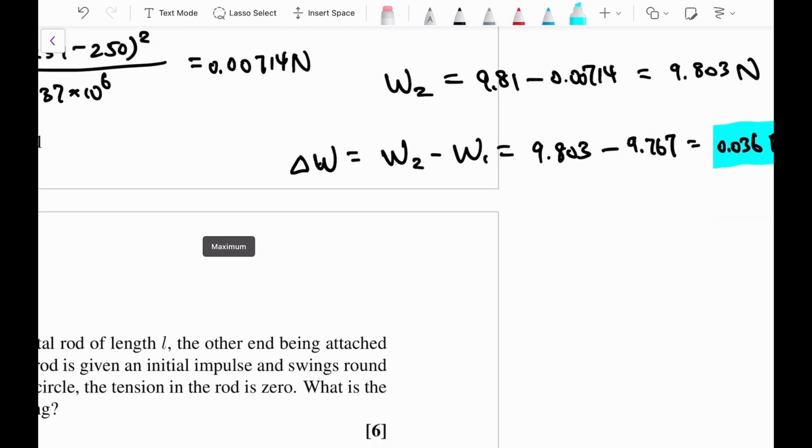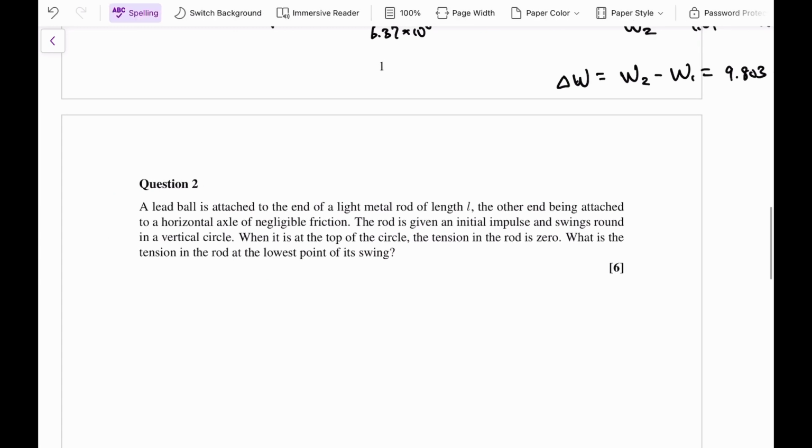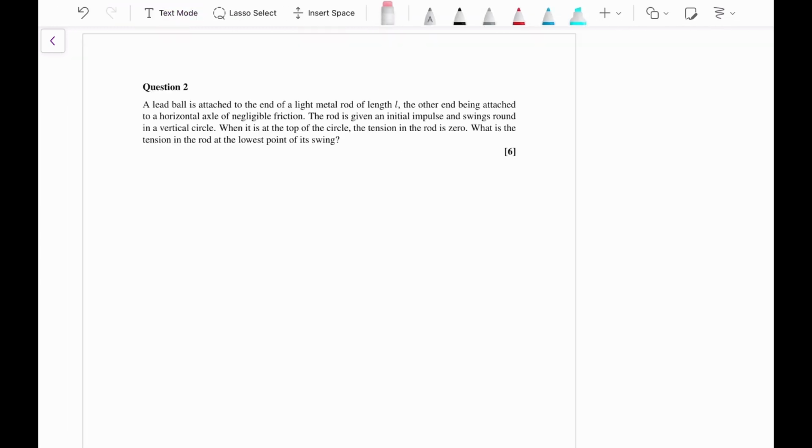Now for the second question. Question 2 says a lead ball is attached to the end of a light metal rod of length L, the other end being attached to a horizontal axle of negligible friction. The rod is given an initial impulse and swings around in a vertical circle. When it is at the top of the circle, the tension in the rod is 0. What is the tension in the rod at the lowest point of its swing?